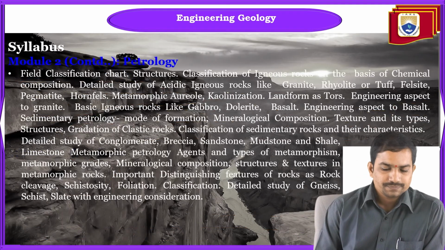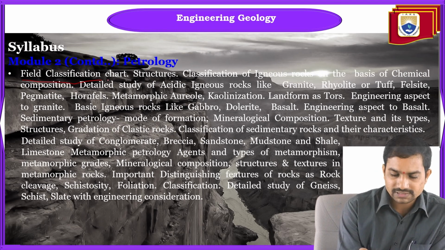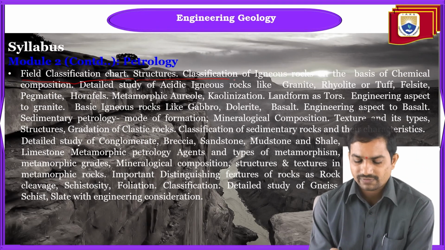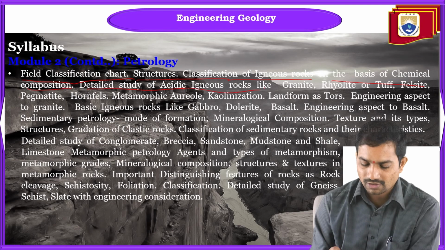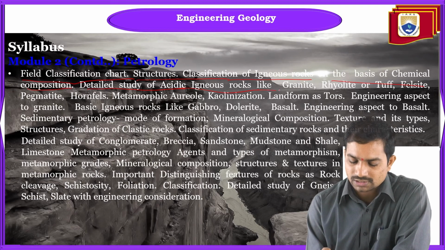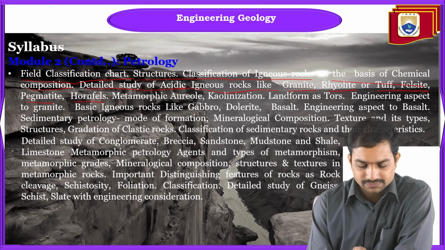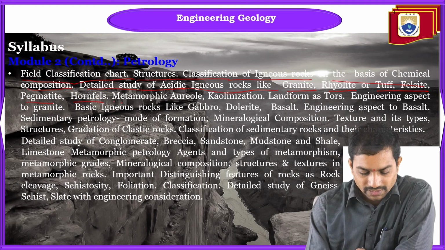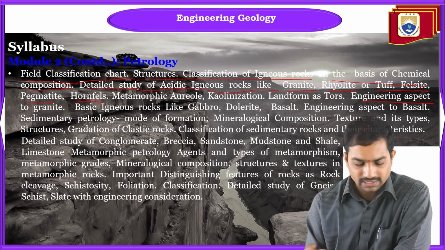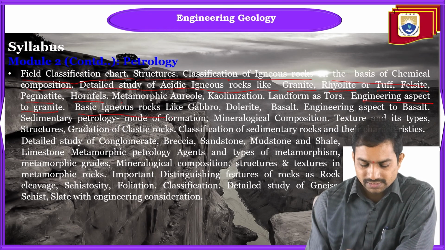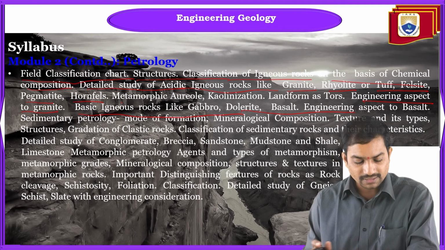In addition to this, there is some additional material related to petrology. So the field classification charts, structures, classification of igneous rocks on the basis of chemical composition, detailed study of acidic igneous rocks like granite, rhyolite, tuff, felsite, pegmatite, hornfels, the type of rocks like metamorphic, engineering aspects of granite, basic igneous rocks like gabbro, dolerite, basalt, engineering aspects of basalt, sedimentary, etc.